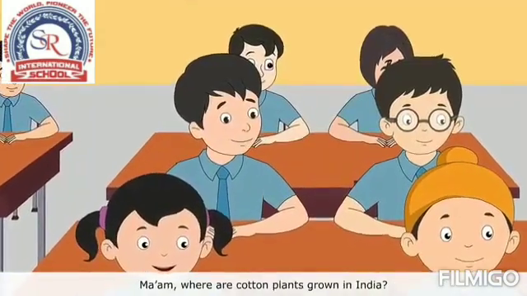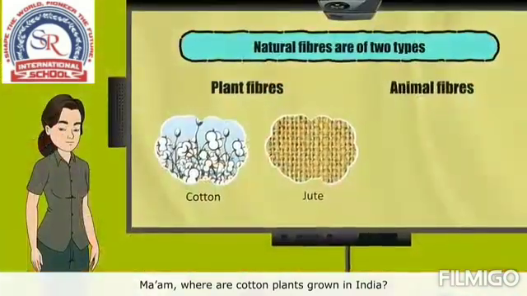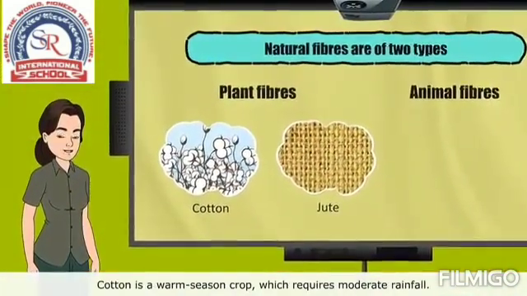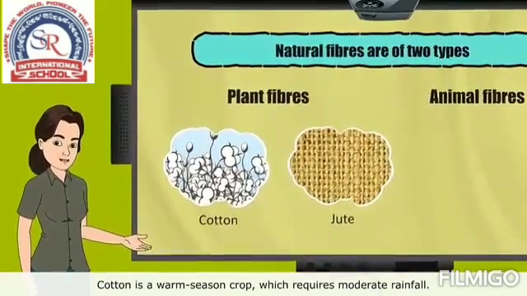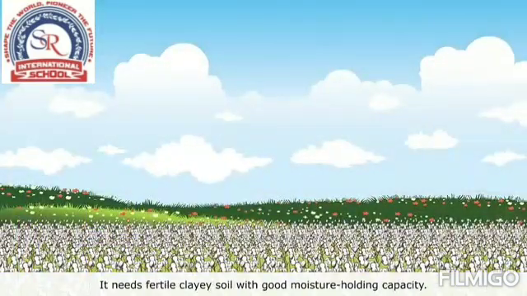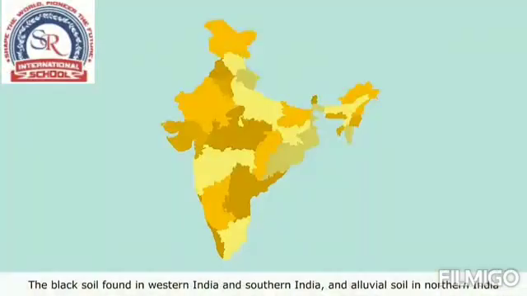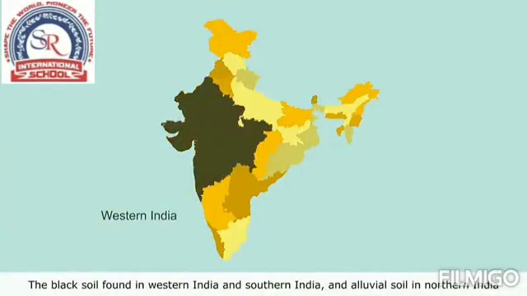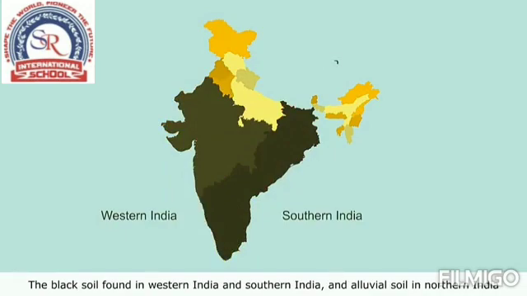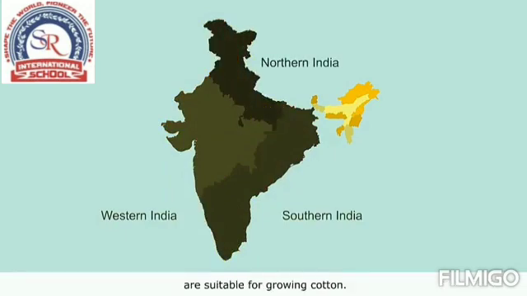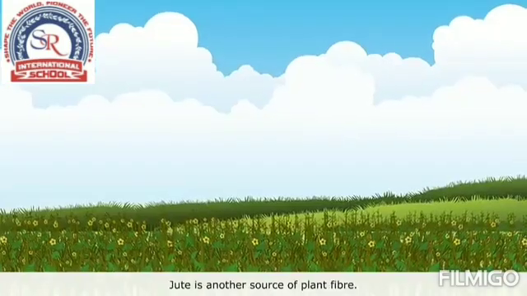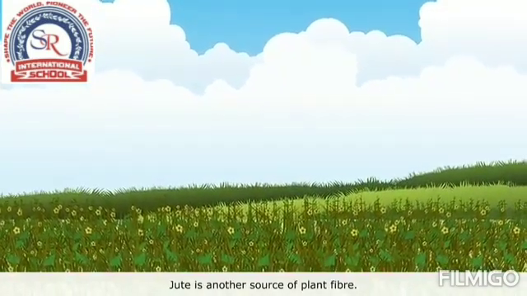Ma'am, where are cotton plants grown in India? Cotton is a warm season crop, which requires moderate rainfall. It needs fertile, clayey soil with good moisture holding capacity. The black soil found in western India and southern India and alluvial soil in northern India are suitable for growing cotton. Jute is another source of plant fiber.